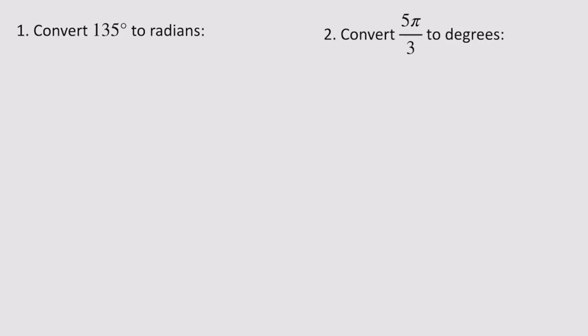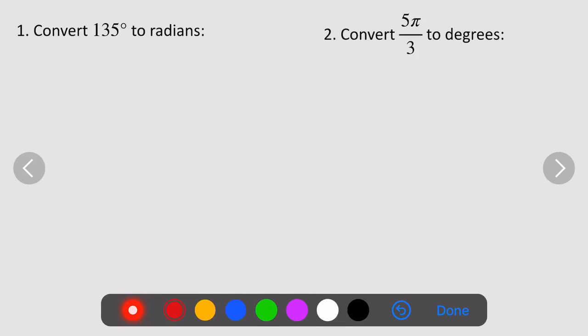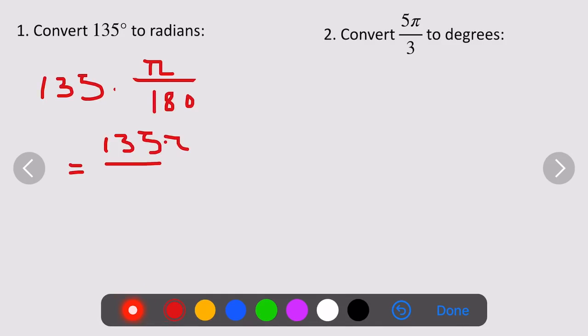Now to make sure that we fully understand the concept of converting between degrees and radians, we're going to practice some questions. The first question is: convert 135 degrees to radians. What we're going to do is multiply 135 times pi over 180. So this will equal 135 pi divided by 180. And when we simplify that, we'll get 3 over 4 pi radians.